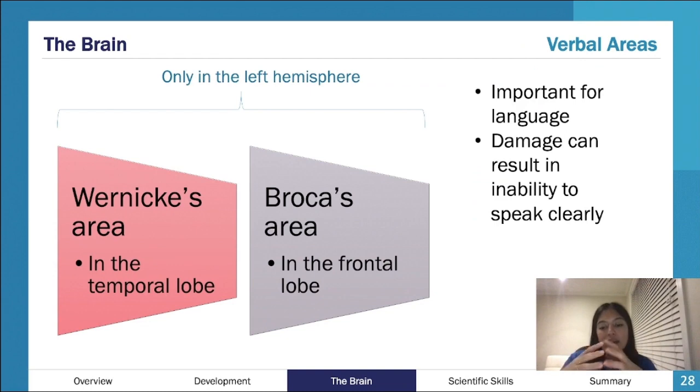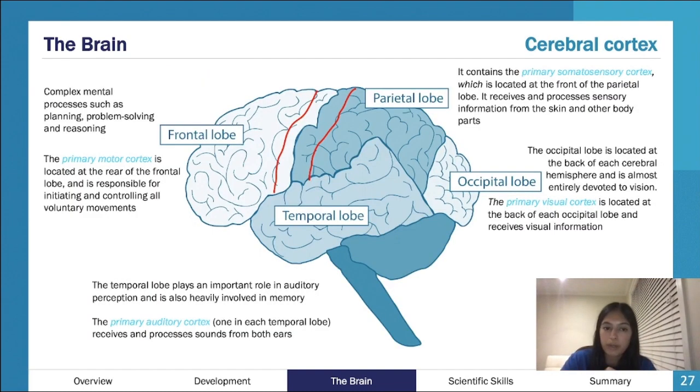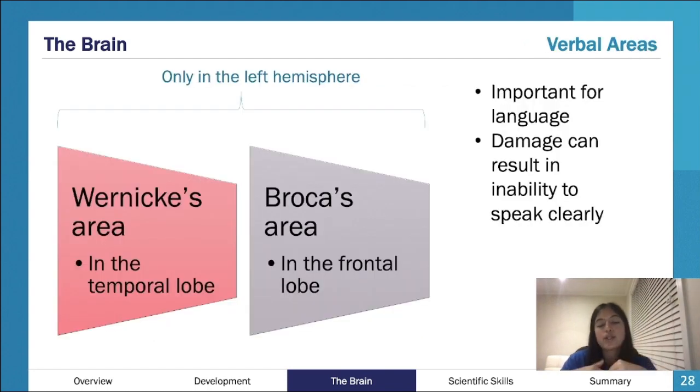Wernicke's area, the way I like to remember it, is temporal lobe is with auditory. So Wernicke's area is to do with actual comprehension, understanding what words mean. Whereas Broca's area is to do with speech production. You can think about the motor cortex, moving the mouth, moving the muscles and stuff like that, that can help you distinguish between what they do.